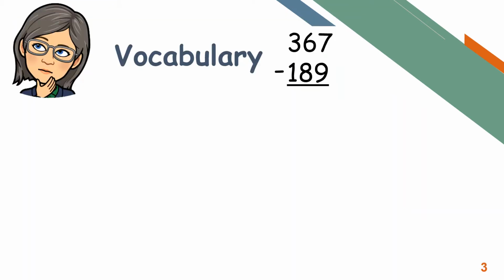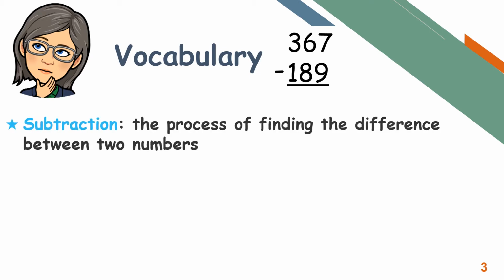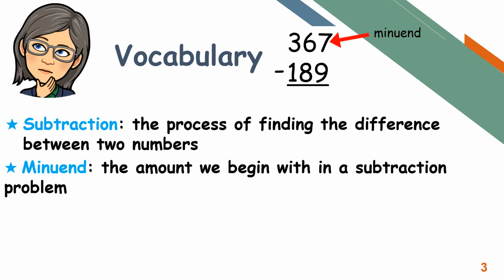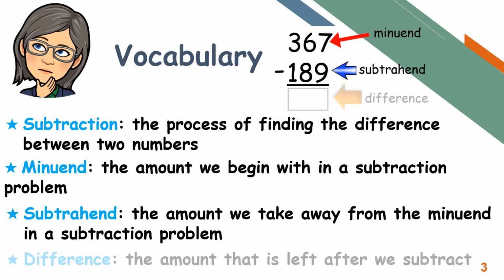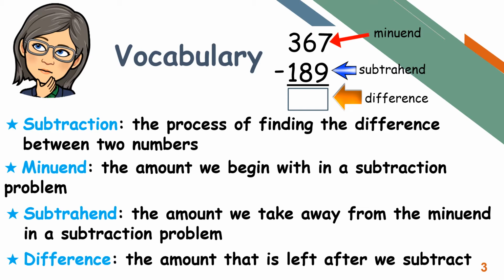Let's begin our lesson on subtracting whole numbers with a review of a few vocabulary words related to subtraction. First, let's review what subtraction means. Subtraction is the process of finding the difference between two numbers. There are four parts to a subtraction problem: the minuend, the subtrahend, the difference, and the subtraction sign. The minuend is the amount we begin with in a subtraction problem. The subtrahend is the amount we take away from the minuend. The difference is the amount that is left after we subtract two numbers.